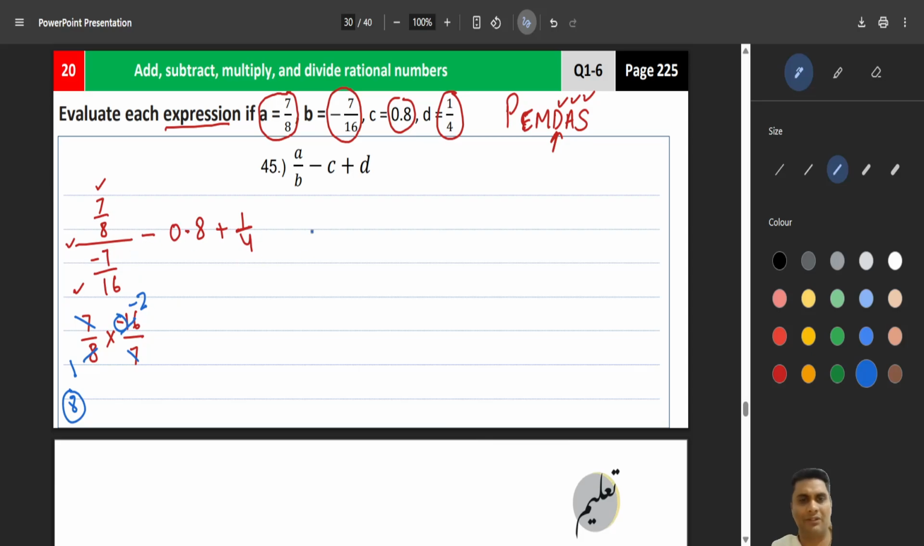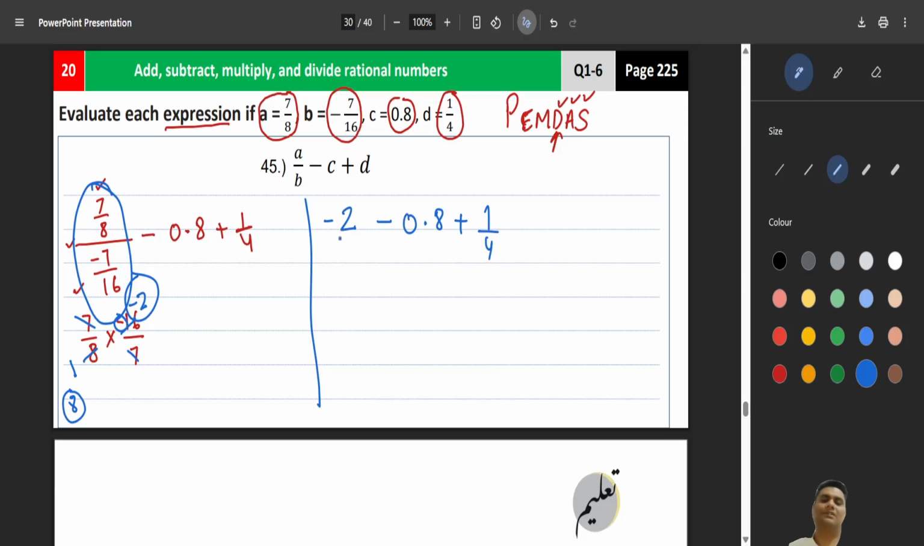This will become how much? Let me write here. After solving all this, what will I get? Minus 2. Minus 0.8 plus 1 over 4. Now see, this is a whole number, this is a decimal number. So let us change this 1 over 4 also into a decimal first, right?